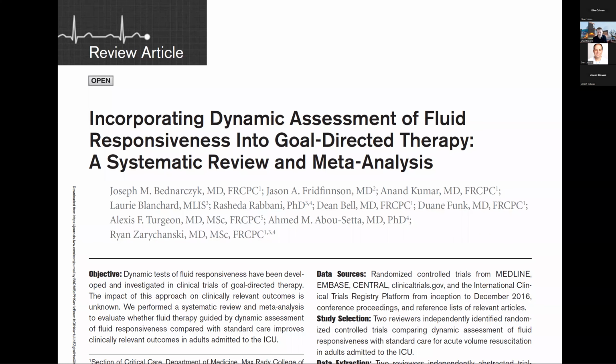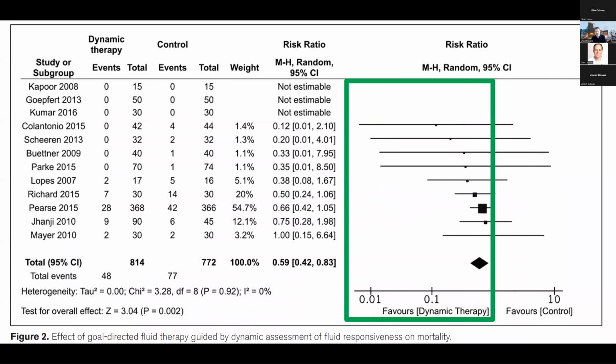Many of you are probably familiar with this meta-analysis from 2017, looking at 13 trials in the ICU and evaluating the effect of fluid responsiveness, which found basically an associated decreased mortality as well as ICU length of stay. However, only one of these trials included septic patients. A quarter of them were only in the operating room, and most of these were high-risk intra-abdominal surgical patients.